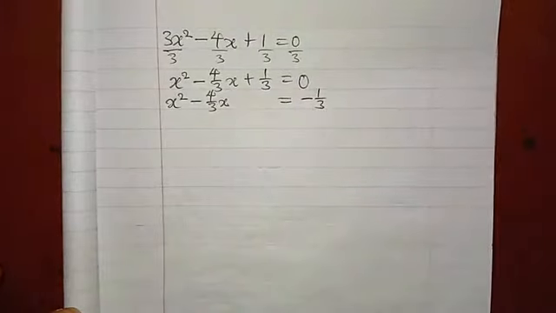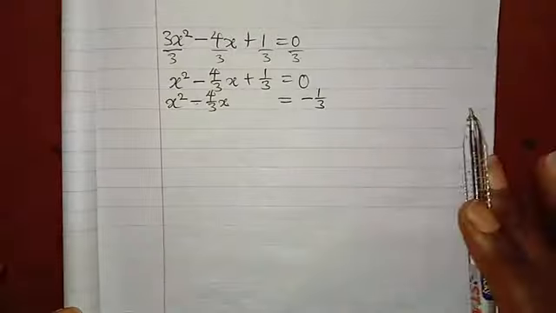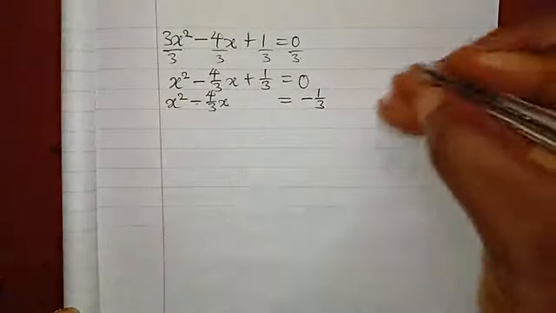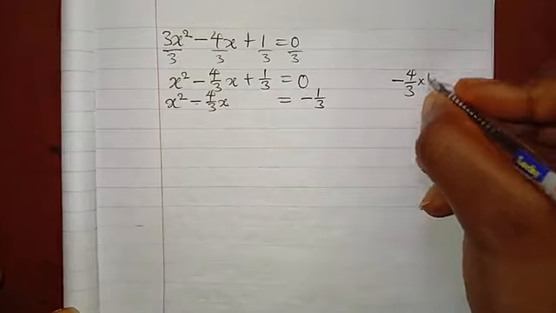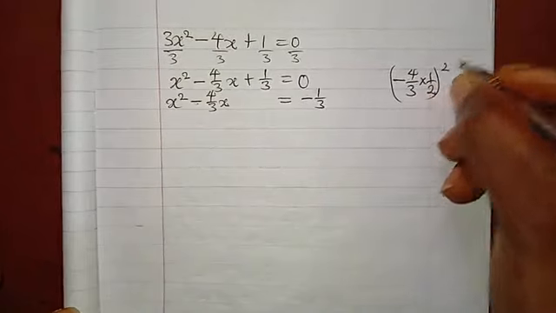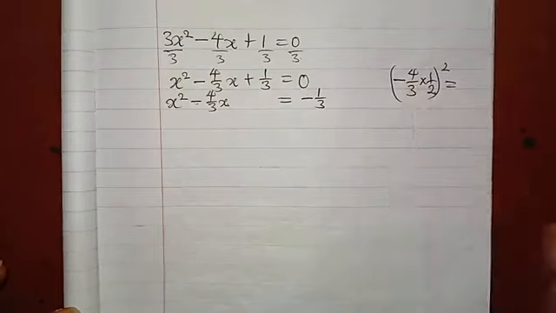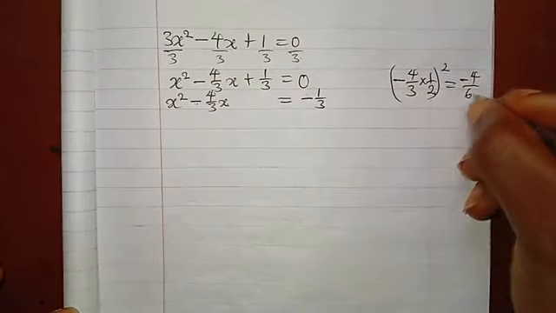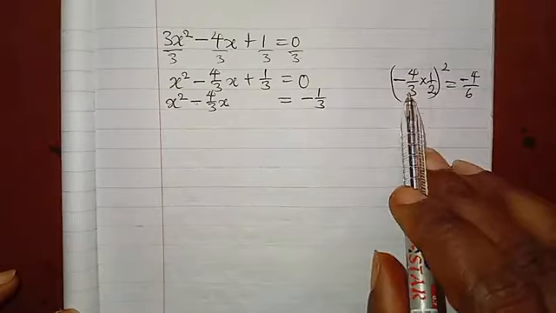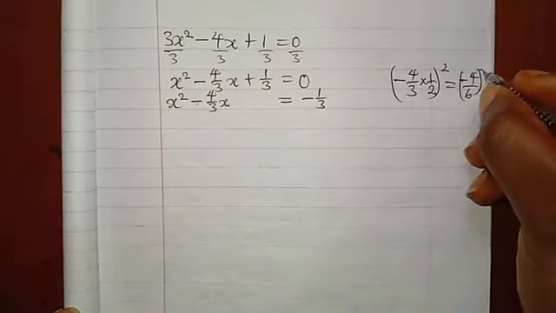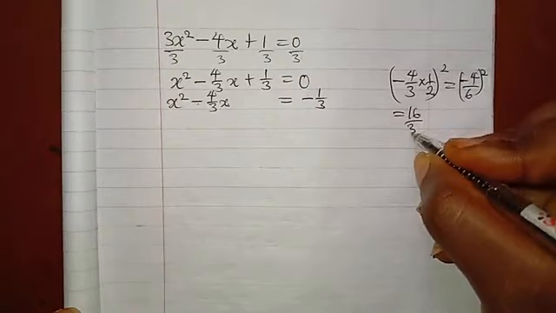minus 1 over 3. Now, our next step is to take the coefficient of x, half it, and square it. So the coefficient of x is minus 4 over 3. To half it is to multiply by half, and we are going to square it. So multiplying this by half, it becomes minus 4 over 6, because 4 times 1 is 4, 3 times 2 is 6. And remember, we have to square it. When we square it, we are going to have 16 over 36.